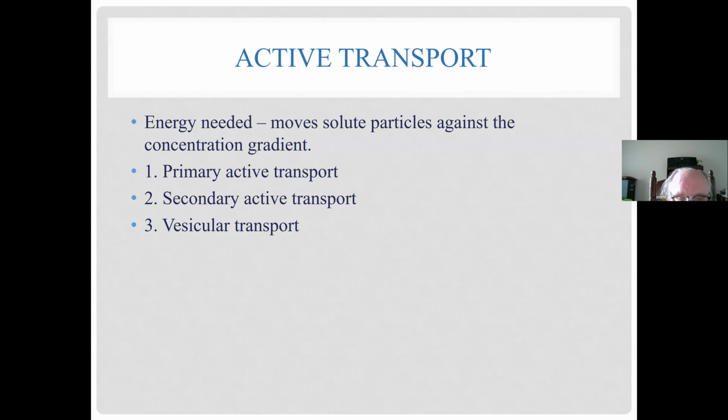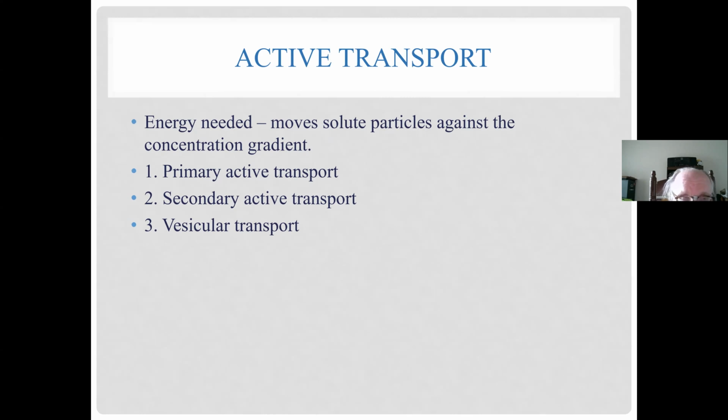It requires energy. And as a general rule, active transport is pushing something against a concentration gradient. If we had a high concentration of potassium on one side and a low concentration on the other side, potassium will move to the low concentration. Well, if we want to get that potassium back inside the cell, or inside the nerve, or wherever we want it to go, against the concentration gradient, it's going to take some energy.